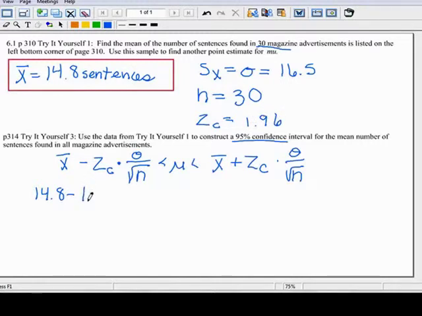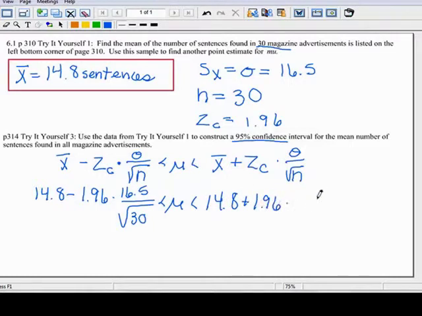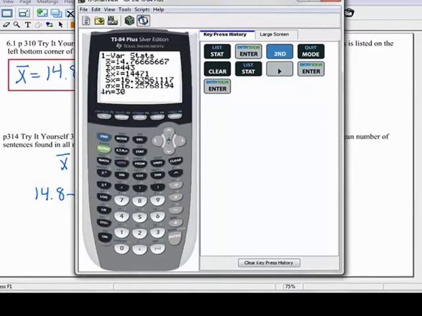So it'll be 1.96 times the standard deviation, which is 16.5, divided by the square root of n, which is 30, and then we're going to calculate that, and that's going to be less than mu is less than the mean of 14.8 plus our Z sub C, which is 1.96, times the standard deviation of 16.5 divided by the square root of 30. And so now let's take a look at our calculator.